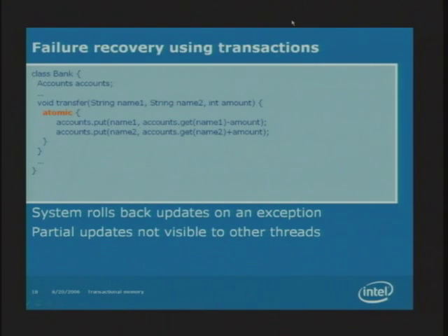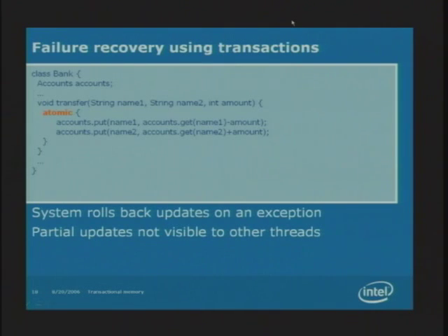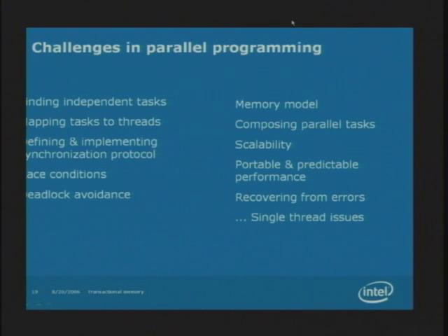And since the transaction is executing in isolation, any partial updates that may have been done at the point where the exception is raised are not visible to other threads. So this is very nice because it gives us automatic failure recovery using the transaction's rollback capabilities. So as you can see, transactions are a very powerful language construct. And if we go back now to the set of challenges that Yuan showed in his slides, we can now begin to look at which of these challenges these transactions help with.